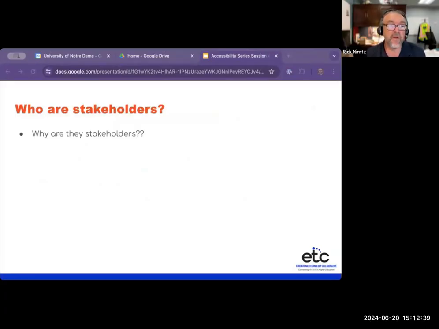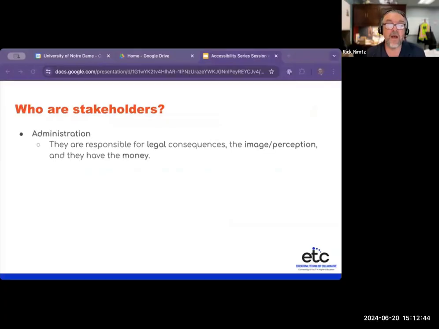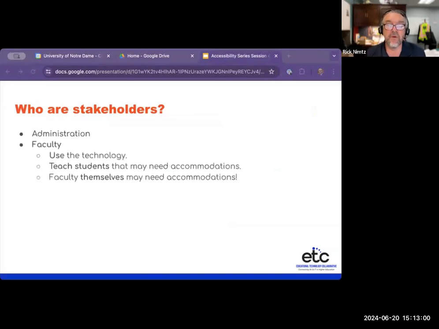So who are the stakeholders? Well, it's not just one or two, there are a whole lot. There's the administration. They're the stakeholders because in most institutions, they're the ones that are responsible for the money and the image of that institution. There's the faculty. They use the technology that we have. I spoke about the math professor that we have. They teach students, and faculty themselves may need accommodation.